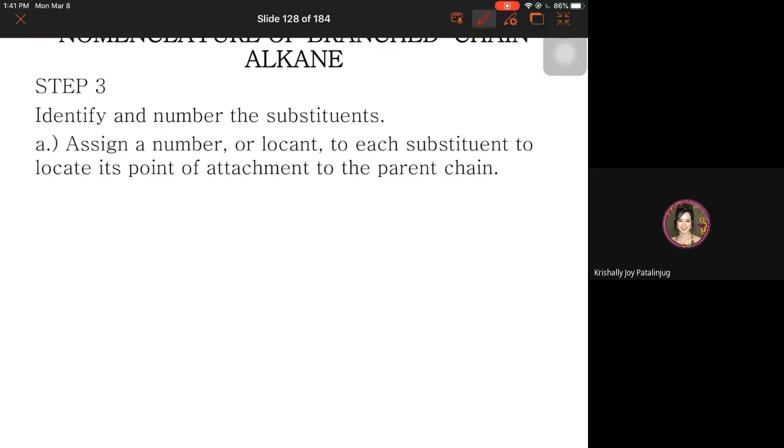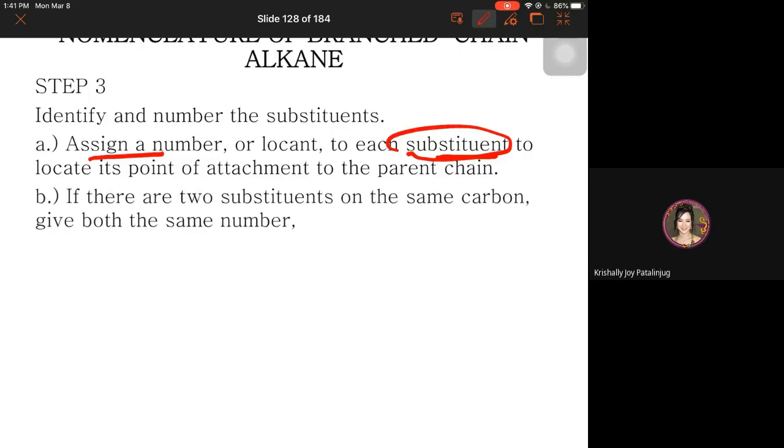Now, how do we assign numbers sa substituents? Okay, take note, assign a number or assign a locant to each substituent. This is to locate its point of attachment to the parent chain. Okay? So may importance yung step 2. Diba? Sa step 2, we number the carbon atoms sa parent chain. Yung mga numbers na yun yung magiging indicator natin kung saan makikita yung mga substituents, kung saan yung point of attachment ng mga substituent. Okay, so that's letter A.